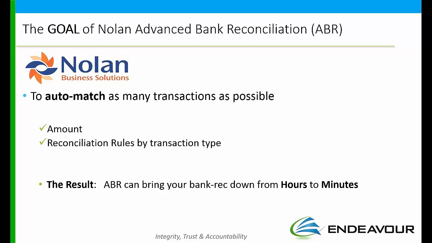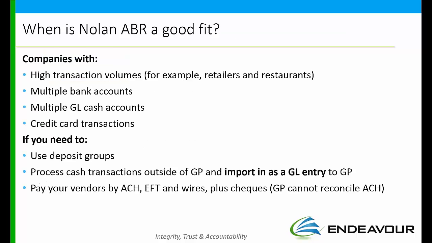I'm going to be presenting advanced bank reconciliation, also known as ABR. And the goal of ABR is to auto-match as many transactions as possible. And we're going to accomplish that by amount and by creating reconciliation rules by transaction type. And when I say transaction type, I mean like a bank fee is a different transaction type, an AP check is a transaction type, or a deposit. So you can create different rules for each transaction type. And as a result, the reconciliation time can come down from hours to minutes.